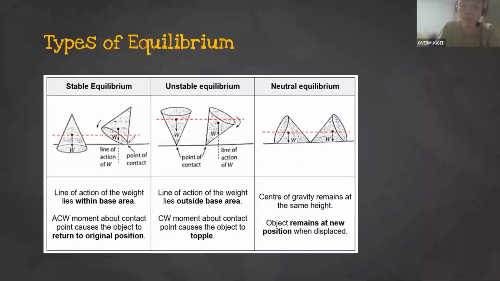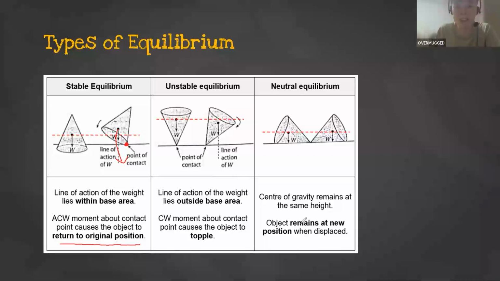So just now we learned about moments. So this is the pivot. And there's this thing over here, the weight or the force. This weight over here will cause an anti-clockwise moment, causing the cone to turn anti-clockwise and go back to its original position. So this is how we identify stable equilibrium, whether the object will go back to its original position or not, if you touch it or displace it.